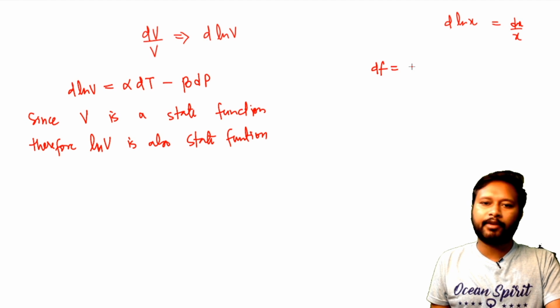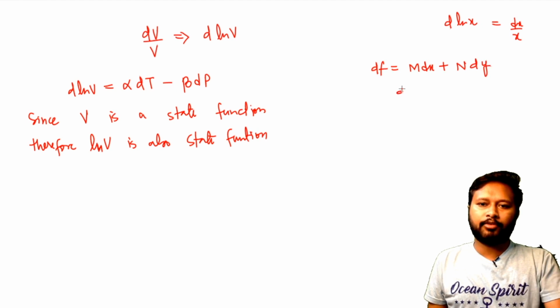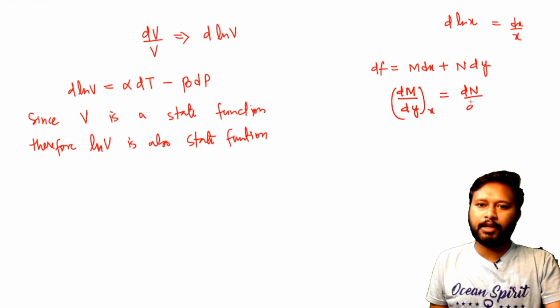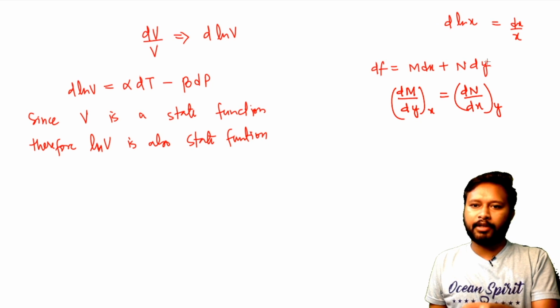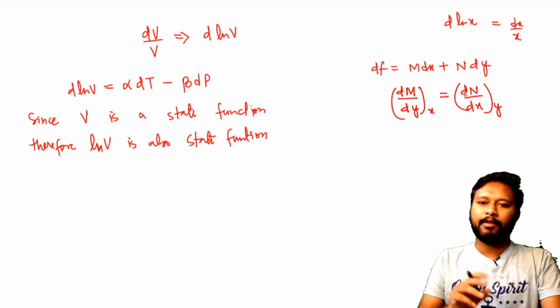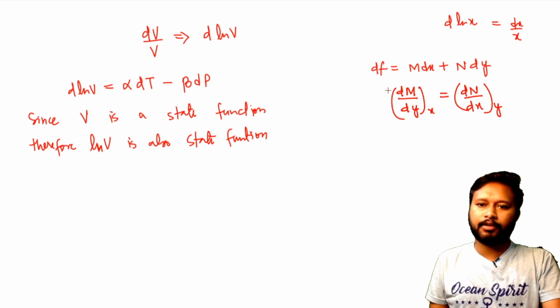Let's say you have df is equal to M dx plus N dy, so it should be dM by dy at constant x should be equal to dN by dx at constant y. So you just have to take the cross. M differentiated with respect to the other variable, keeping this constant, should be equal to N differentiated with respect to the other variable, keeping this constant. So these things should be equal to each other. This thing which I just wrote is called Euler's reciprocal theorem.